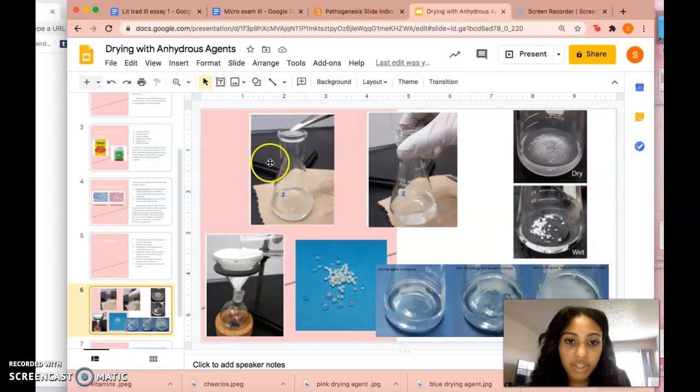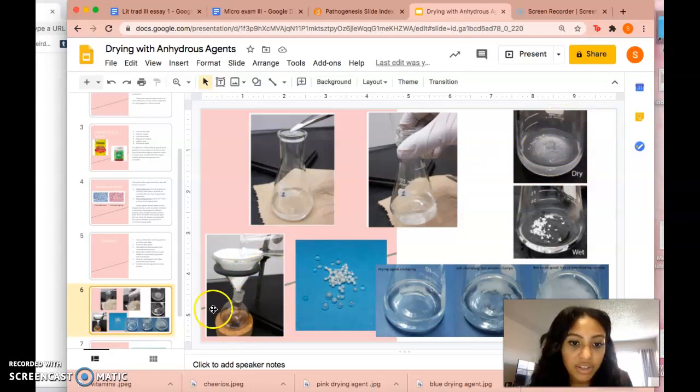So this is just step 1 where you're adding that small amount of your drying agent into your beaker. This is step 2 where you just swirl gently, swirling those small particles around into larger particles. This is where I was talking about the chemically active and chemically inactive drying agents. So the wet one will be the chemically inactive, and the dry one will be the chemically active agent.